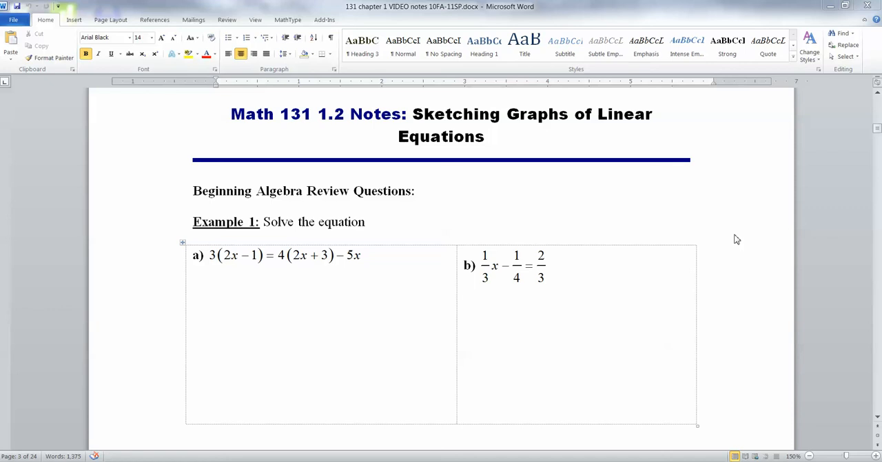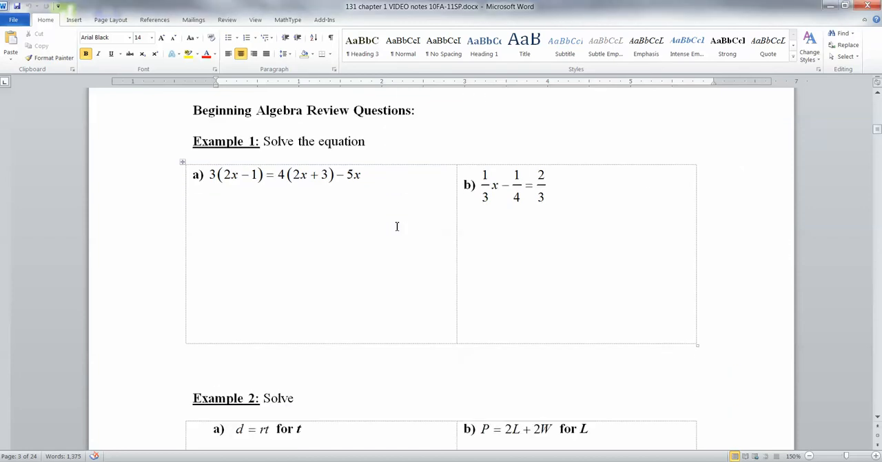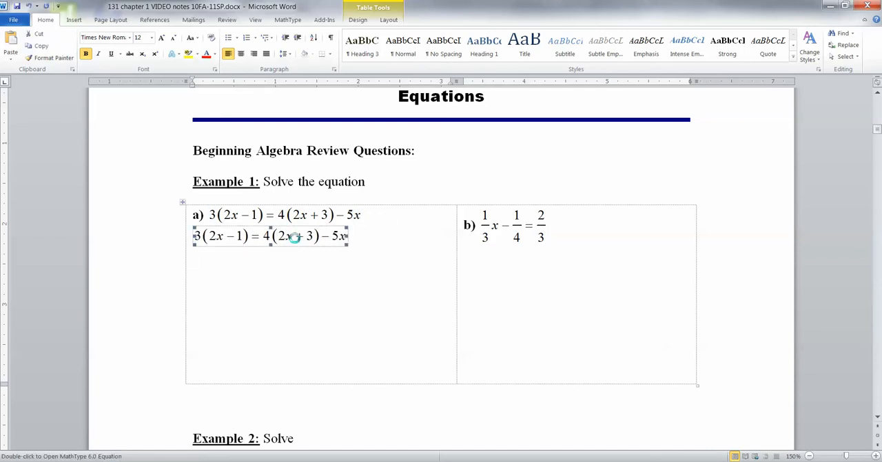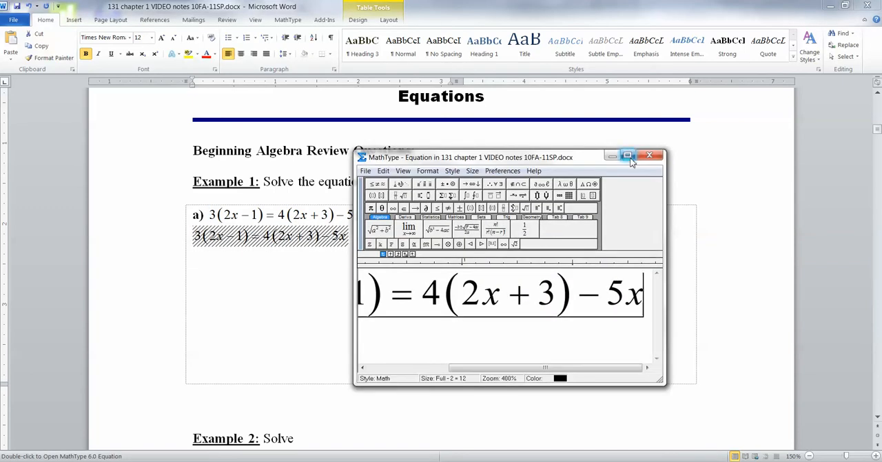Let's move on now to section 1.2, which is going to be sketching graphs of linear equations. So the first thing I want to do is review some beginning algebra stuff that you're supposed to know, and here's a hint, it might show up on your final exam. Okay, so let's look at this. We're supposed to solve this equation right here. So I'm going to bring it up so you all can see it.